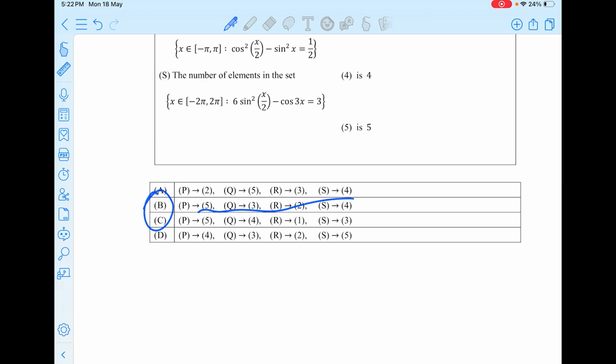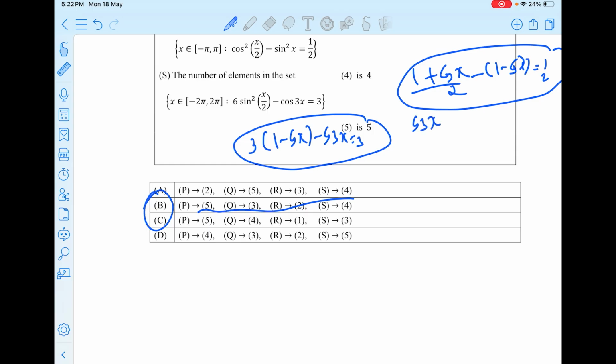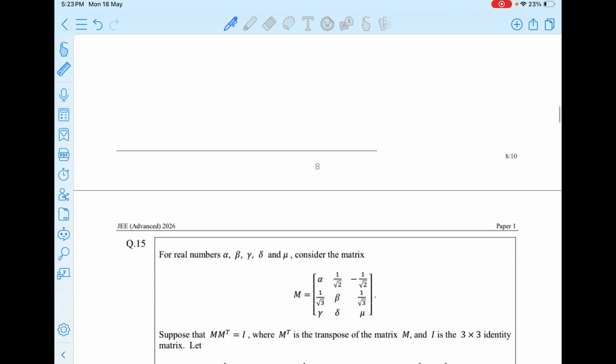Other options, how to solve other options? Cos square x by 2 you can write as 1 plus cos x by 2, and sin square x you can write as 1 minus cos square x, is equal to 1 by 2. It is quadratic in cos x, you can solve. 6 sin square x by 2 you can write as 3 times 1 minus cos x, minus cos 3x is equal to 3. So this will become cos 3x is equal to minus 3 cos x. This also you can solve very easily, because cos 3x is 4 cos cube x minus 3 cos x. So basically 4 cos cube x is equal to 0, so cos x is equal to 0. So this one also can be solved very easily.